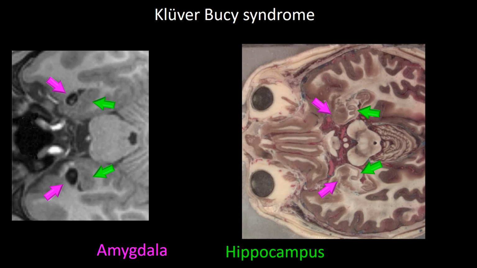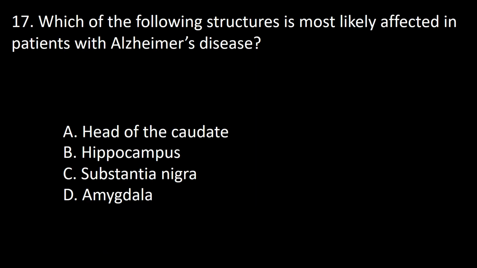I have now introduced a specimen in order to show you their position. This specimen is from a normal brain. Notice the position of the amygdala and the hippocampus, the amygdala being in front of the hippocampus in this cut. So the answer to this question is B.